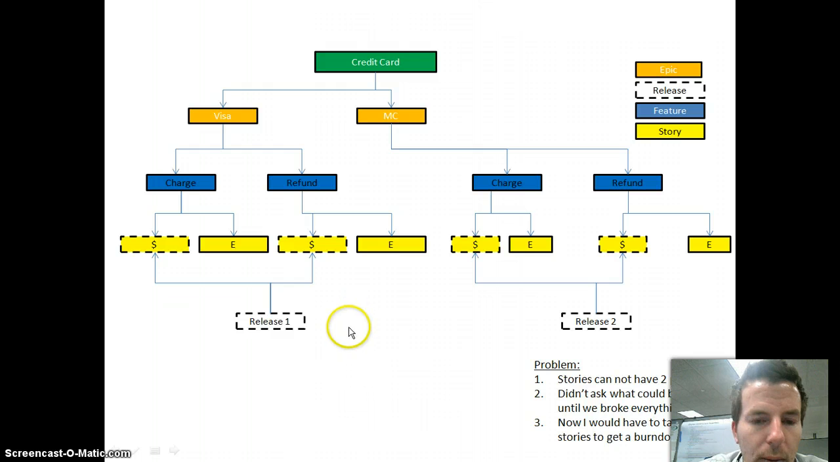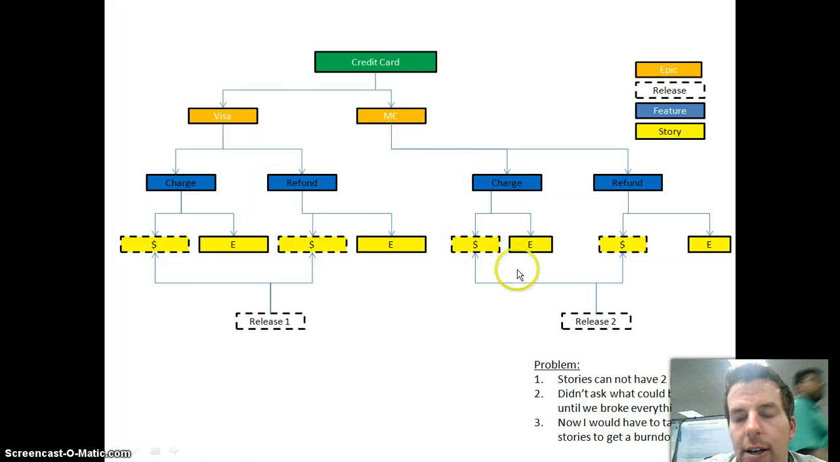And in reality, what we'd really want is for us to be able to launch Visa in just dollars. So then we would try to create this release that then would be linked to these two things, which have been linked to these two things, which would be linked to this, and then we could simply keep everything together. Another example would be release 2 would then be MasterCard charging refund dollars and euros.